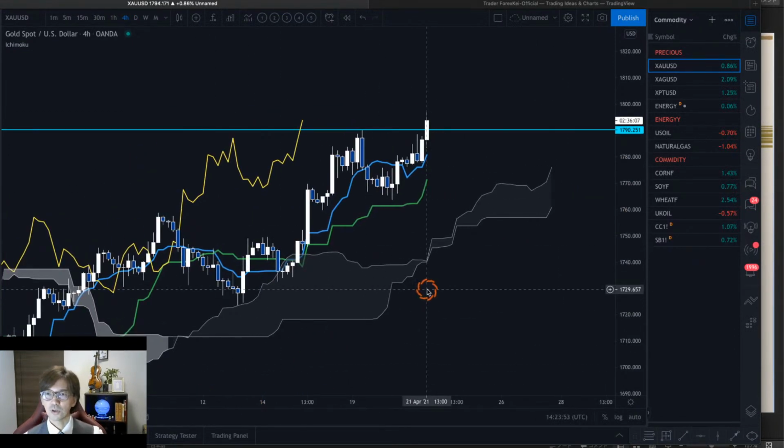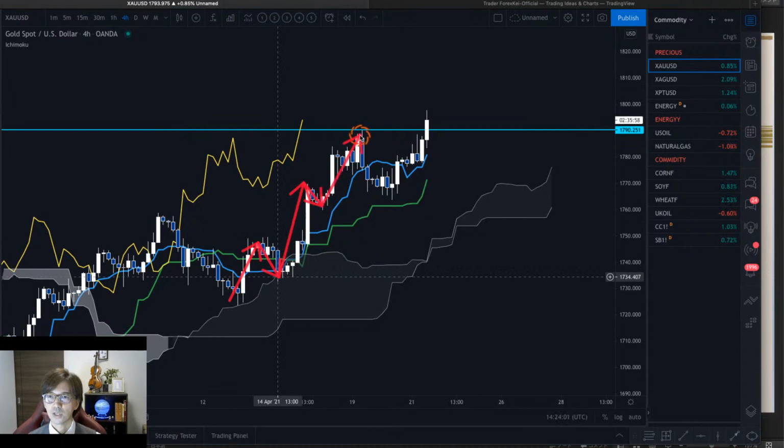This looks to be a beautiful N wave still. This is a bullish N wave continuously. So it can go up still, up to the Senkou Span B level.